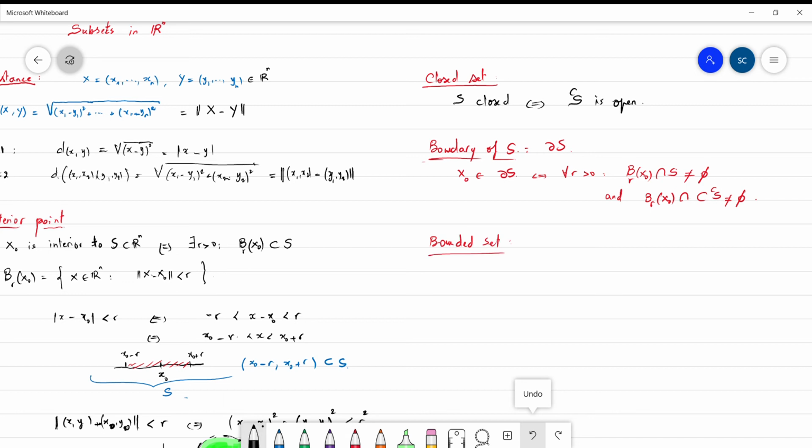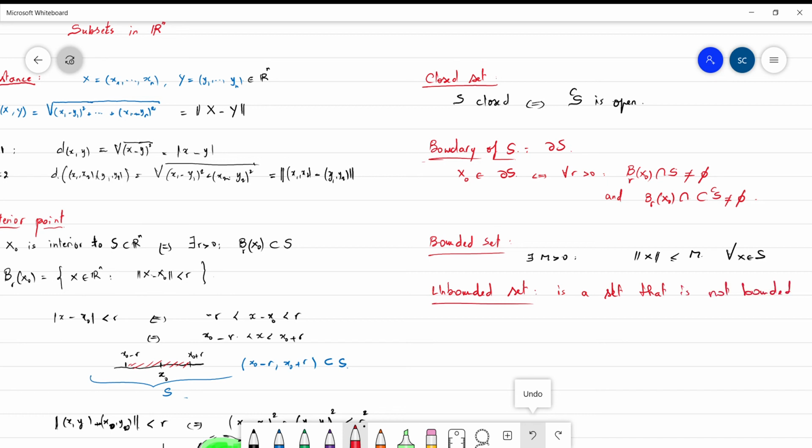Bounded, we will say S is bounded if there exists M positive, so that the distance of X to the origin is less than M, for any X in the domain S. And unbounded is the opposite. So you have also bounded and unbounded. An unbounded set is a set that is not bounded.